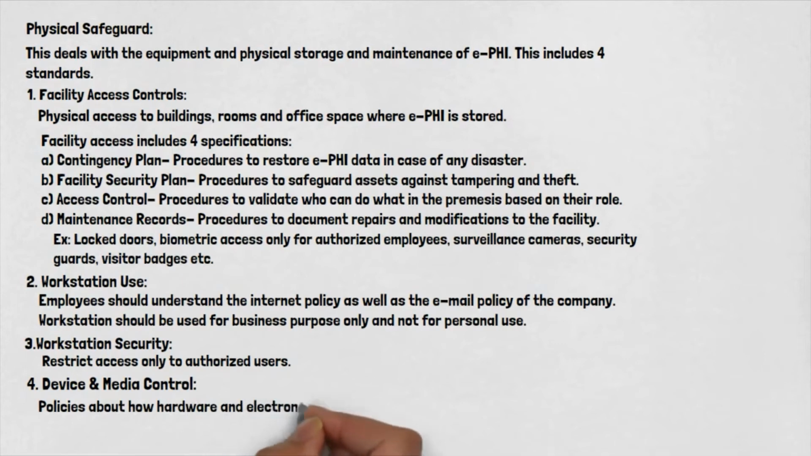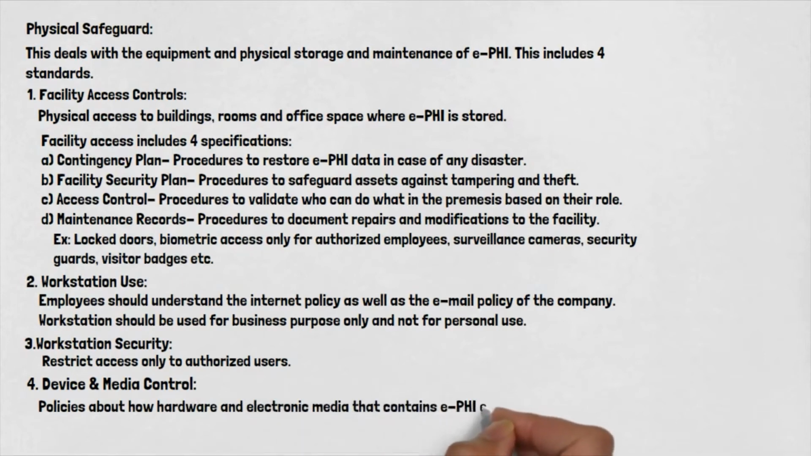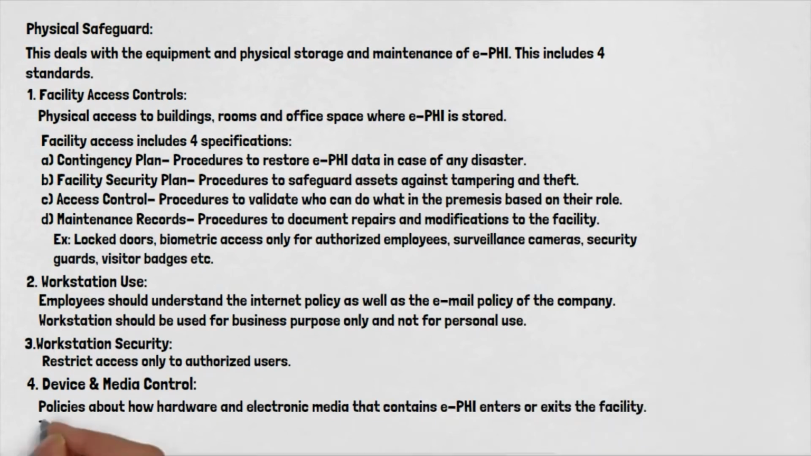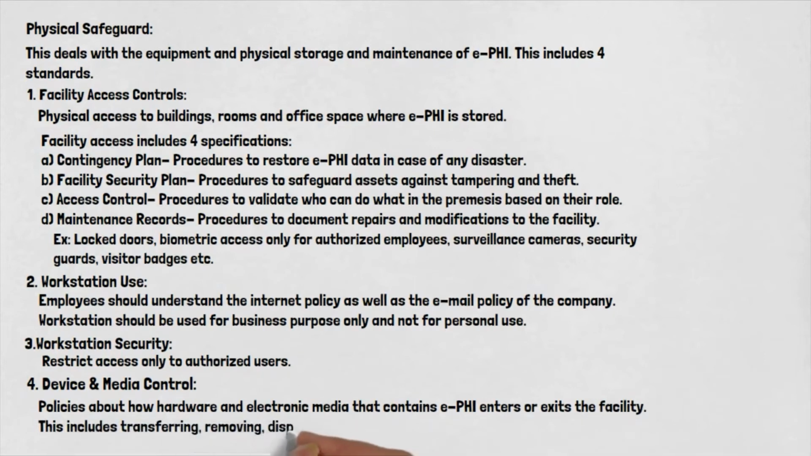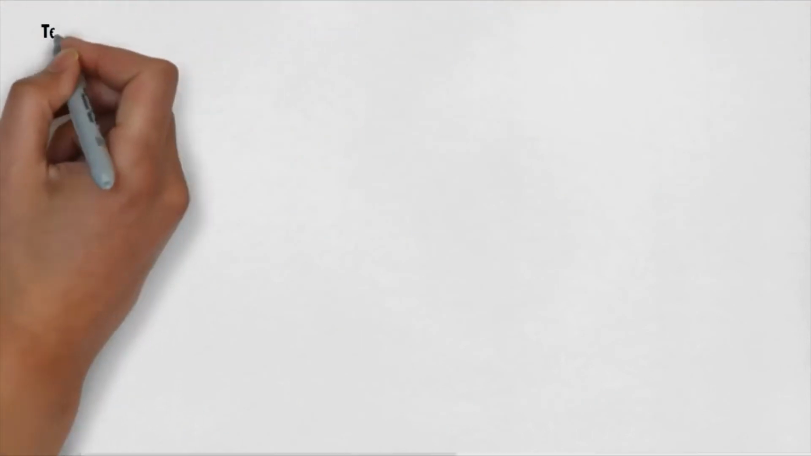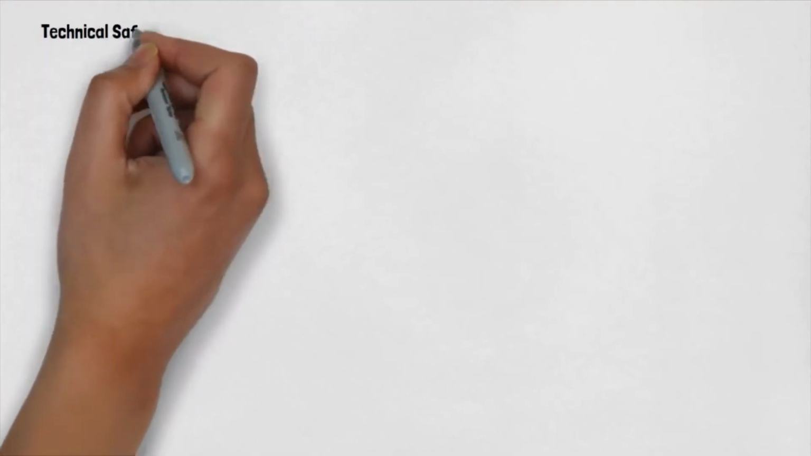And the fourth one is device and media control. Policies about how hardware and electronic media that contain ePHI enter or exit the facility. This includes transferring, removing, disposing, and reusing ePHI. Employees are not allowed to carry any electronic media onto the production floor, things like pen drives, flash drives, etc.